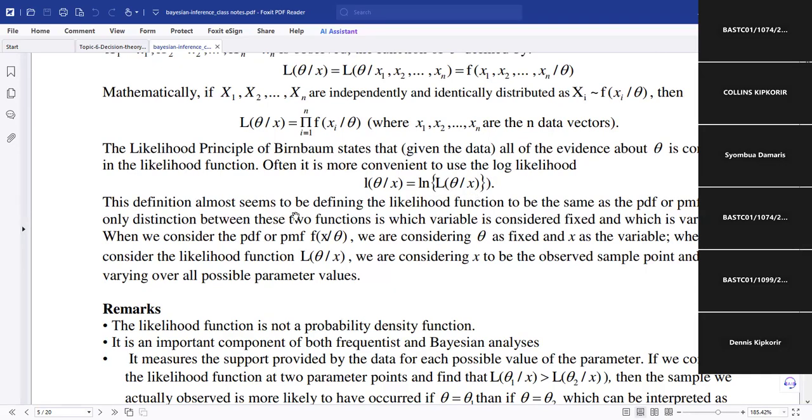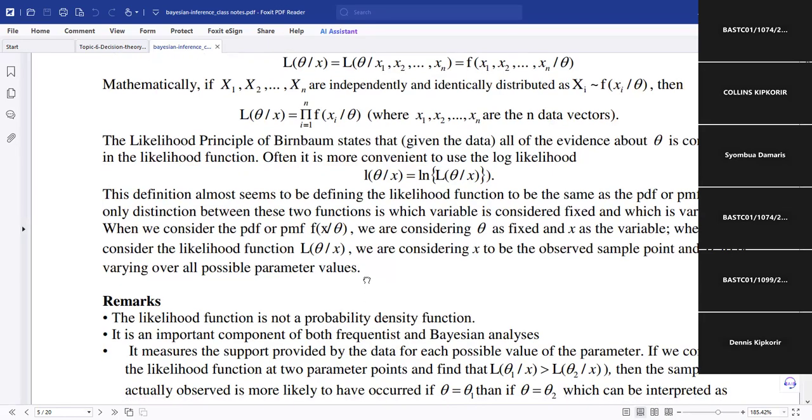And the definition almost seems to be defining the likelihood function to be the same as the PDF or PMF. And the only distinction between these two functions is which variable is considered fixed and which is varied. So when we consider the PDF or PMF f(x given theta), we are considering theta as fixed and x as a variable. And when we consider the likelihood function L(theta given x), we are considering x to be the observed sample point and theta to be varying over all possible parameters.